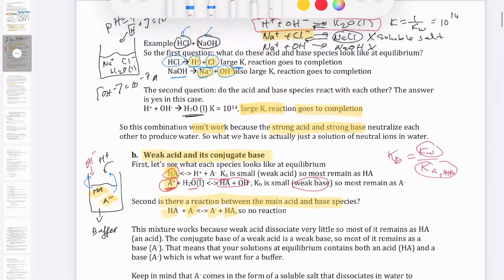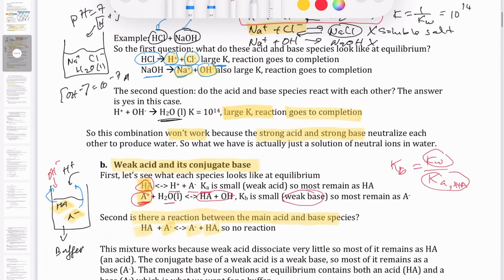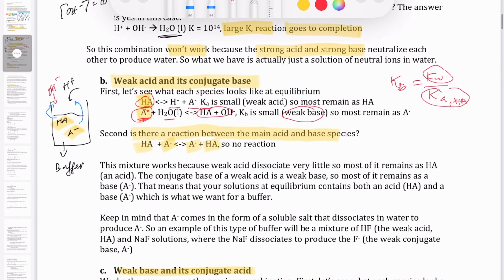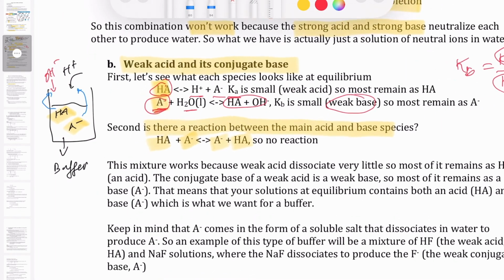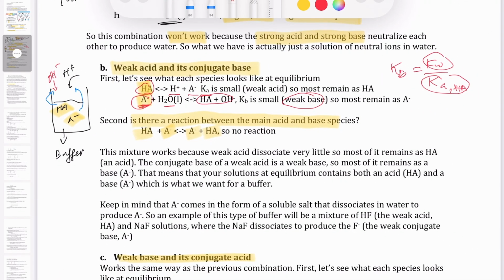Again, compare this to that strong acid, strong base combo that we discussed earlier. In that solution, all we have at the end is just water and some neutral ion. So nothing in that solution will help us neutralize any incoming acid or base. In this current solution, the weak acid and its conjugate base, we have the two things that we need to neutralize the addition of acids and base. So this, therefore, will work as an effective buffer. We can make it like that.